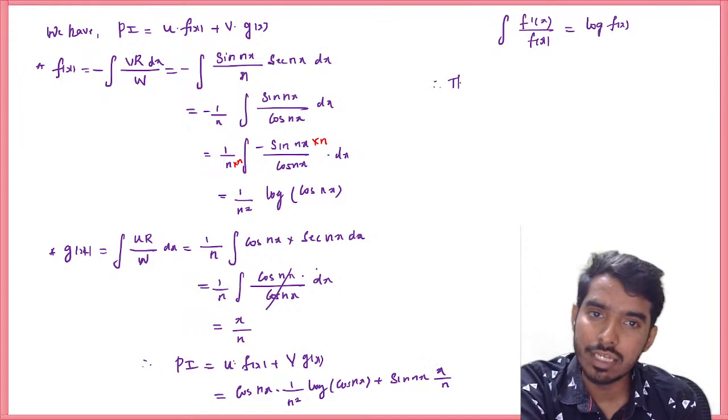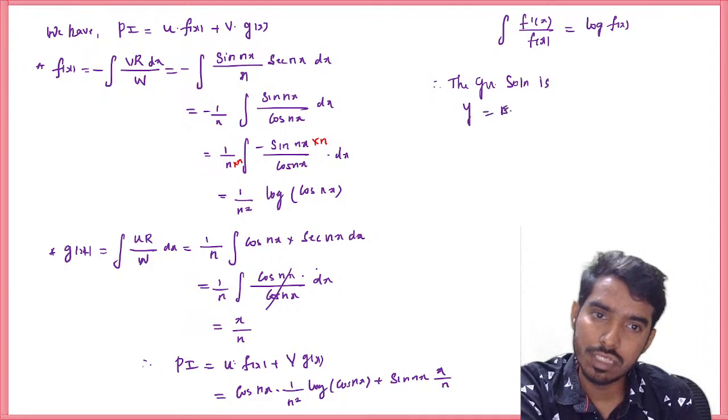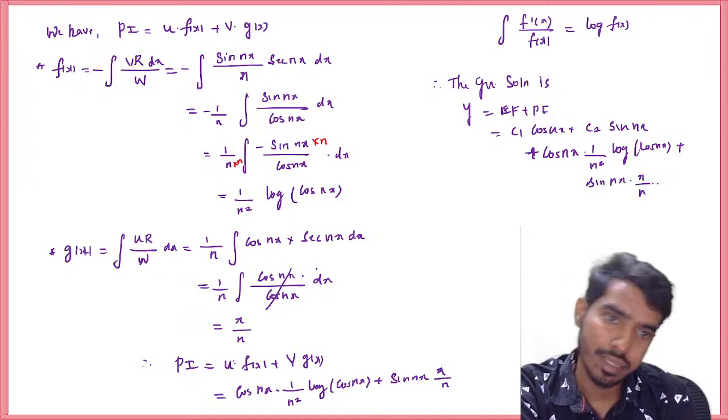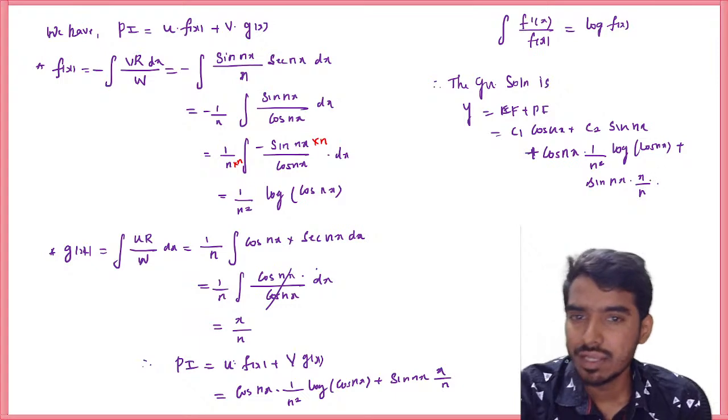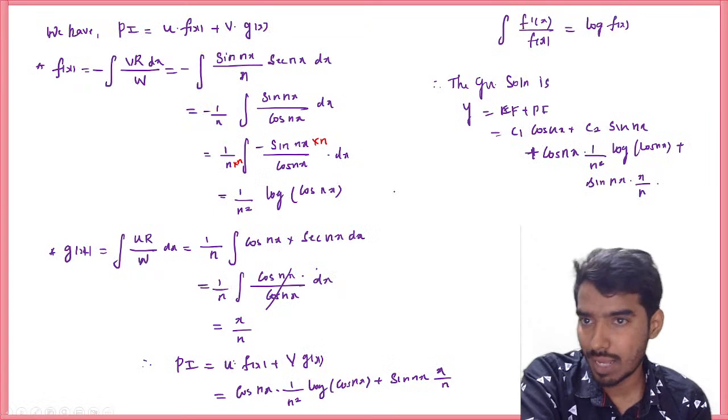So therefore, the general solution, is it clear? y is equal to CF plus PI. So CF is c1 cos nx plus c2 sin nx, plus the particular integral, cos nx into 1 by n square log of cos nx plus sin nx into x by n. Is it clear? Very, very simple, right? You just have to remember this single slide to do all the problems.